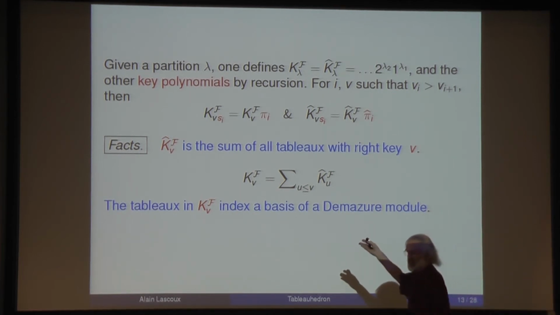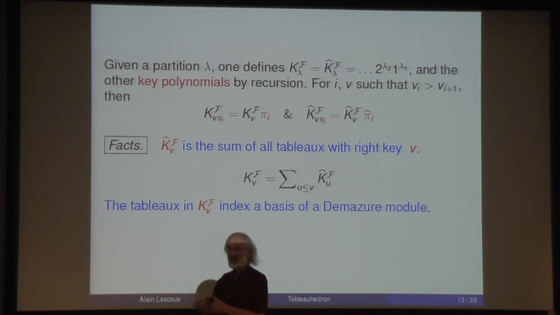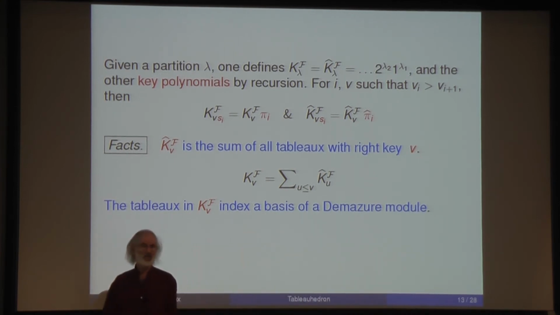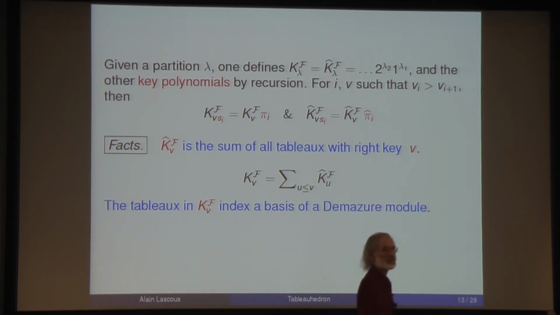And so now these KV, they are really a basis of the Demazure module. So you have a set of tableaux, but interpreted as a basis of the Demazure module, which are thus generated by algebraic operators on tableaux.